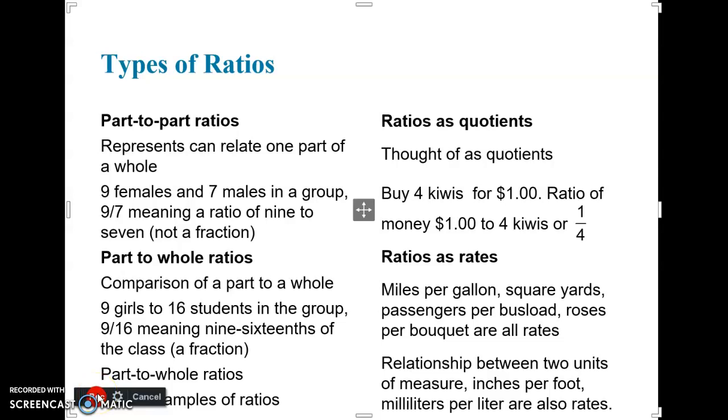Ratios as rates. Miles per gallon, square yards of a wall covered per gallon of paint, passengers per busload, roses per bouquet are all rates. Rates involve 2 different units and how they relate to each other. The relationship between 2 units of measure is also called a rate: inches per foot, milliliters per liter, centimeters per inch. 10 miles in 3 days, 20 miles in 6 days, 30 miles in 9 days are all different types of units.